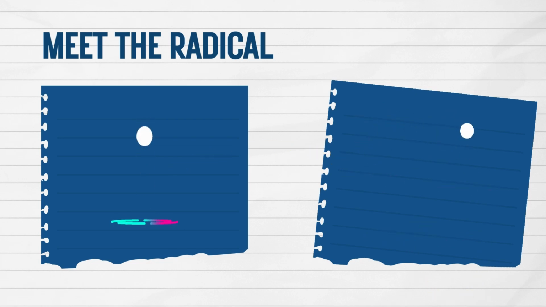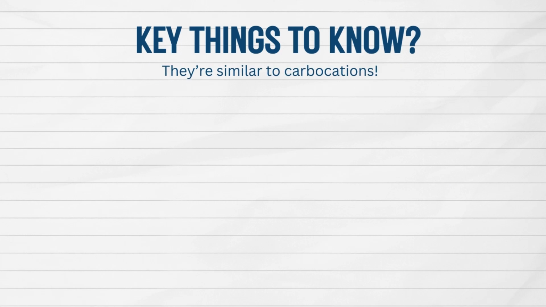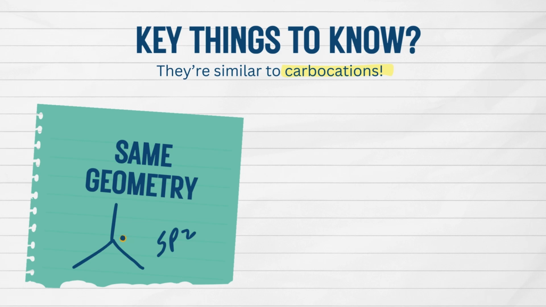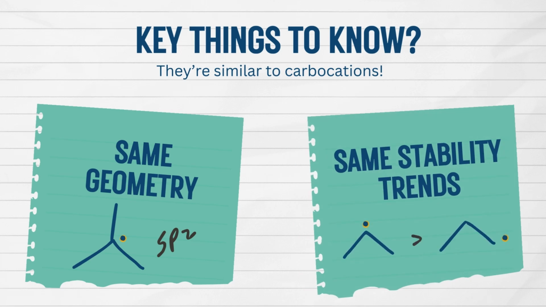So, we know what a radical is, but what are some key features? Well, simply put, they have some similarities to carbocations. They have the same molecular geometry, trigonal planar, because they are also sp2 hybridized. They also have the same stability trends, where placing it on a more substituted carbon is more stable. Again, just like carbocations. Now, they can even rearrange, but they do it in a way that's quite different from carbocations, so I won't be covering that in this video.